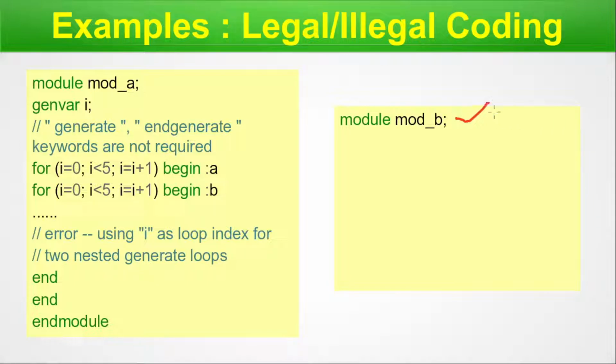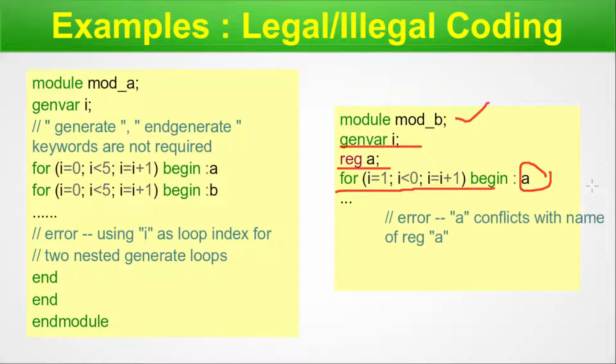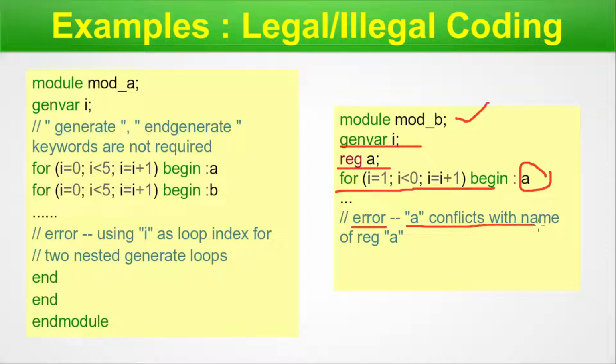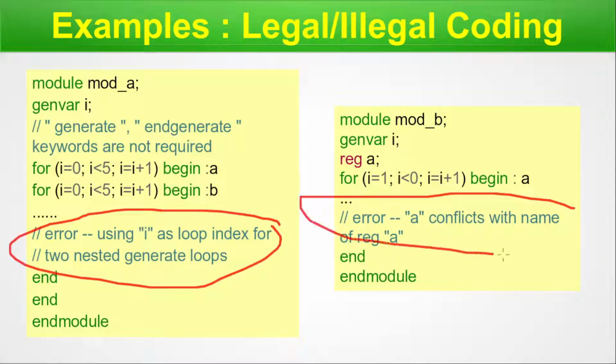We have the next module, mod B, and here we have genvar i, and we have a range A. We have a for loop begin, and we have given the name A. We have the statements, and then we face an error. Why? The error is that A conflicts with the name of the range A. So here it is A and here it is A. That's why it will face an error. And here we end it, and the module is ended. So in this slide, we have seen two different errors, which are illegal uses of the genvar. So you know what not to do right now.